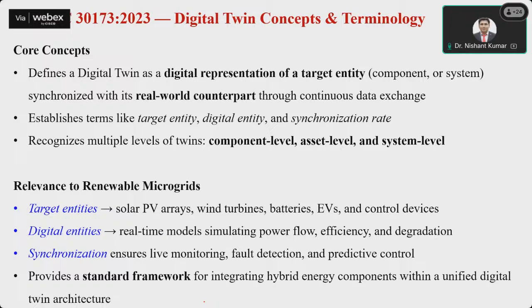Here the derived entities are target entity, digital entity, and synchronization. So here the target entities may be the plant, for example, solar PV array plant, maybe windmills, maybe battery, EV, or maybe charging station, or maybe controller device. Anyone can be considered as a target entity. Means what the digital twin is going to be built for, that is your target entity.